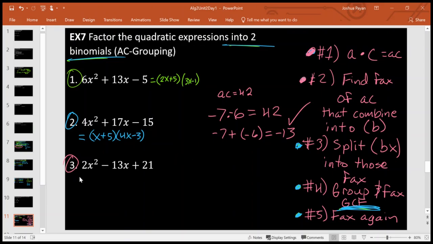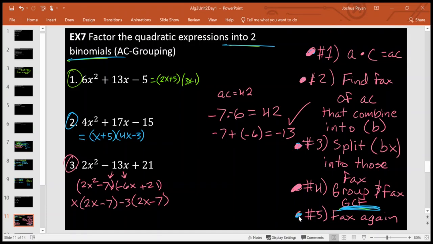So we're going to go ahead and split bx now into the two numbers that we just got. So minus 7x minus 6x. Bring down everything we haven't used yet. Then we're going to group and factor. So here on the left, the only thing they have in common is that x. That leaves me with 2x minus 7. And then here on the right, well, we're going to want to factor out a negative 3. And that's going to leave me with 2x minus 7 as well.